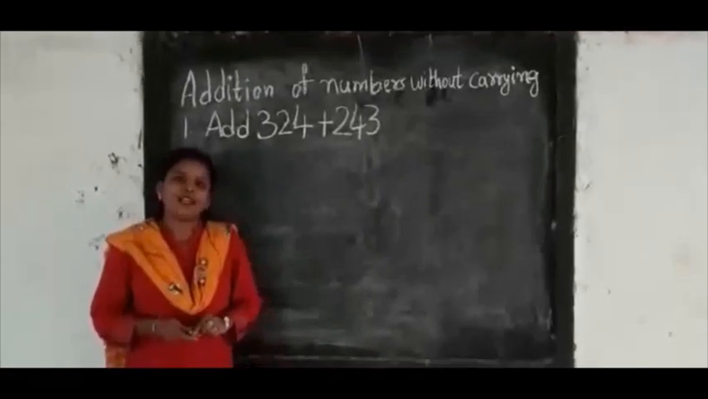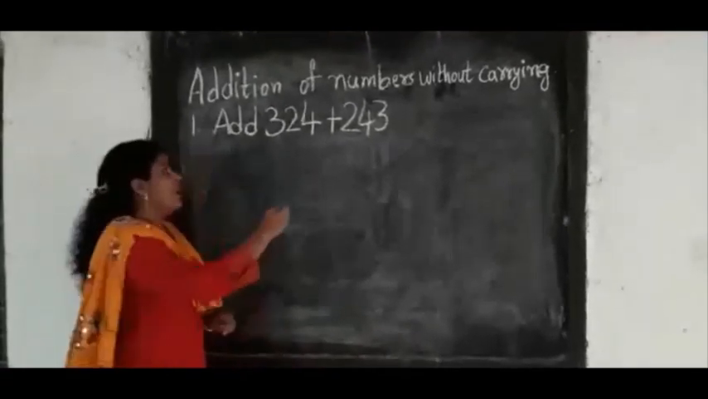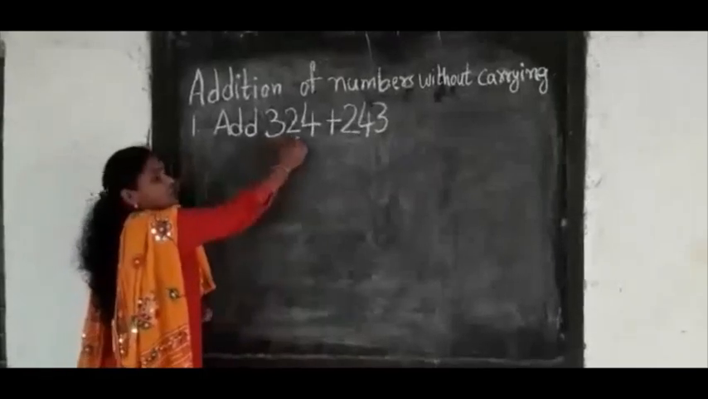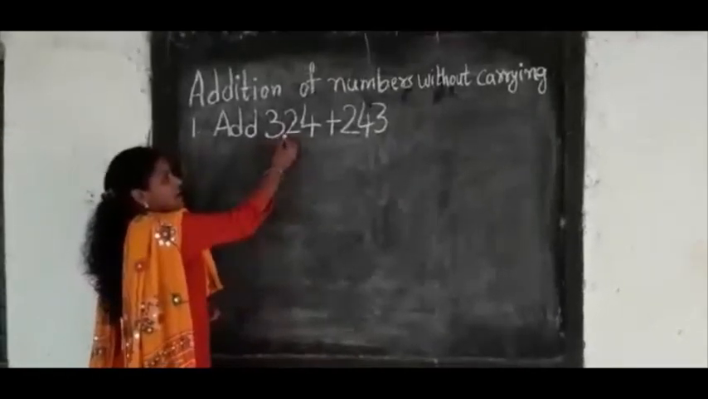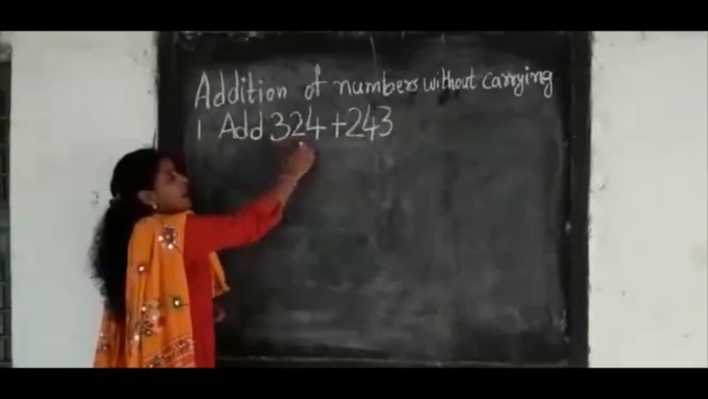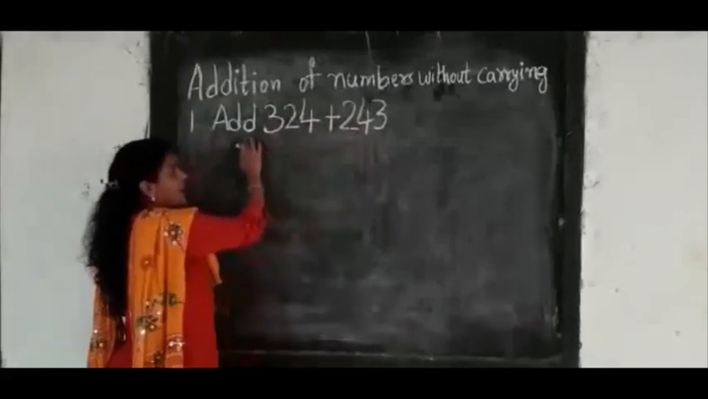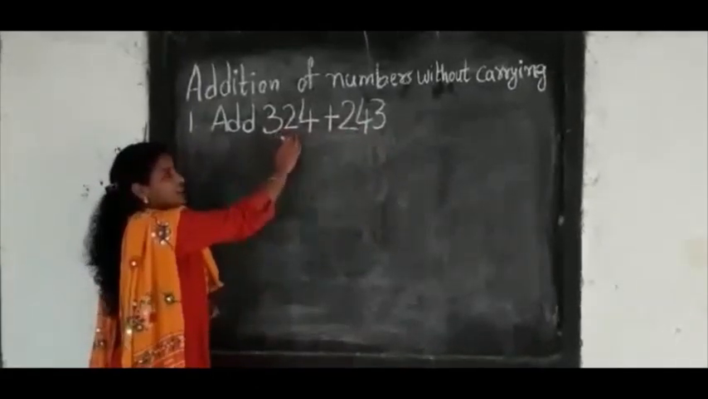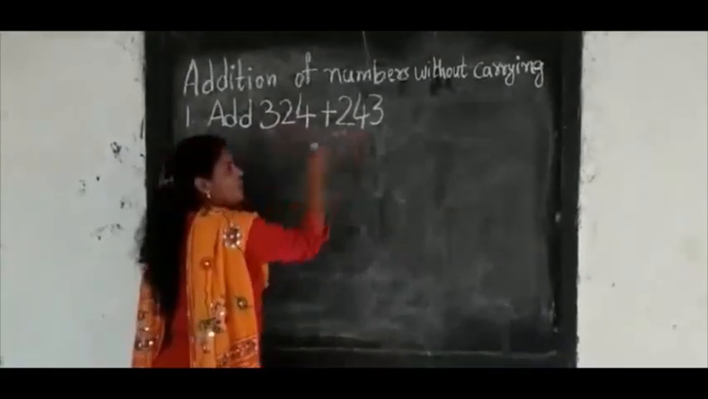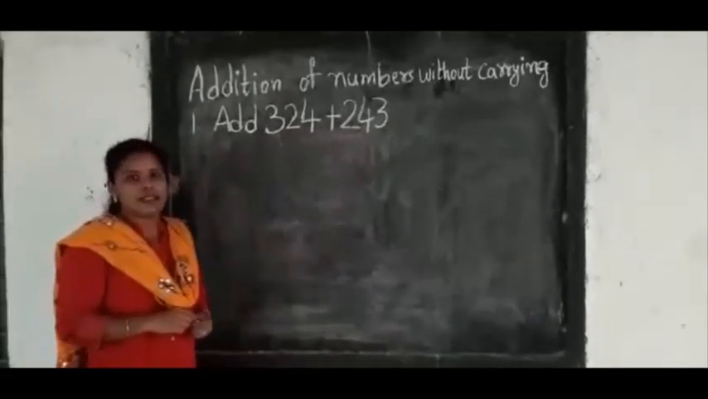Okay children, we'll try to solve the 3-digit numbers also in the same method. Add 324. Here how many digits are there? 1, 2, 3. 3 digits. So it is a 3-digit number. Plus 243. Add 324 plus 243. We'll try to solve the 3-digit numbers also in the same method.